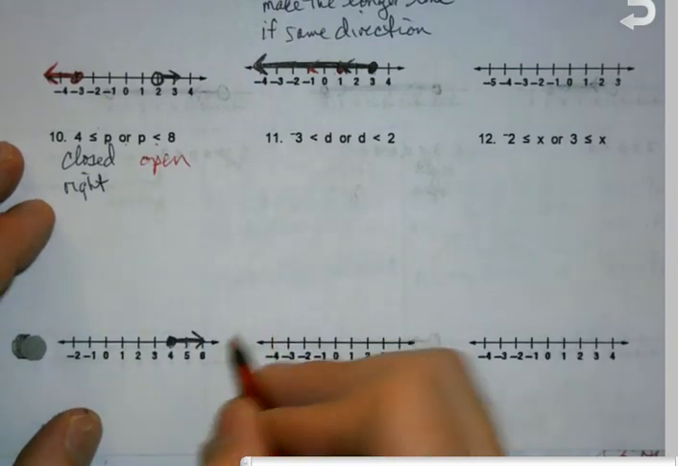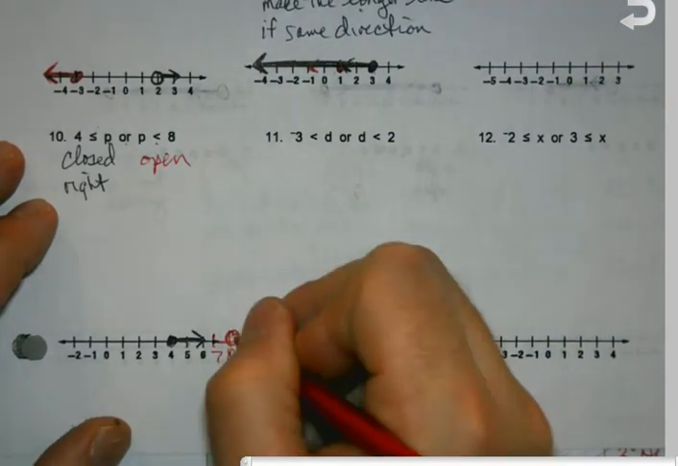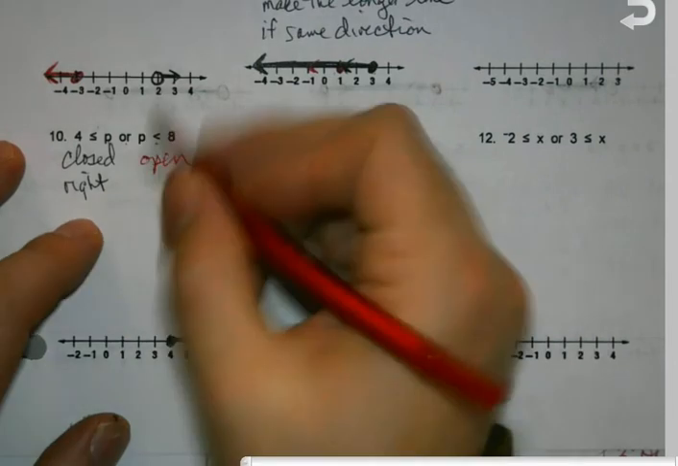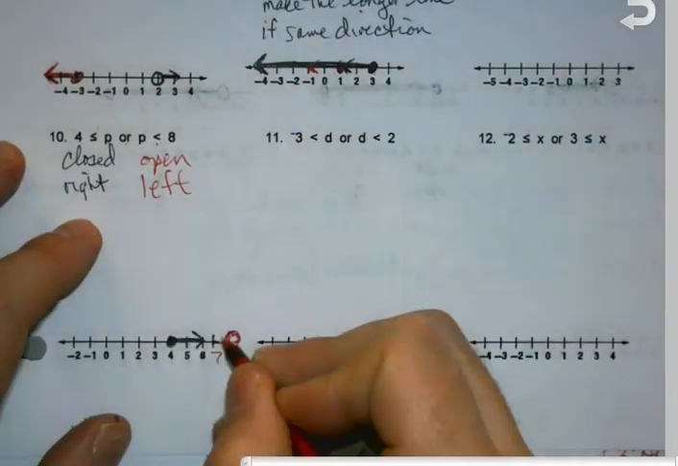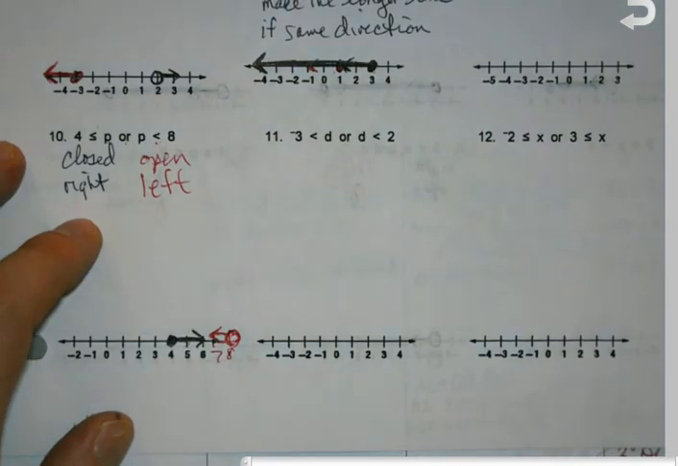You're like, 8? Where's 8? 8's not even on here. Sorry about that. Open. And less than goes which direction? Less than goes left. You're like, well, wait a minute, now this is looking like the ands that we did. Do I just color in the middle? No.